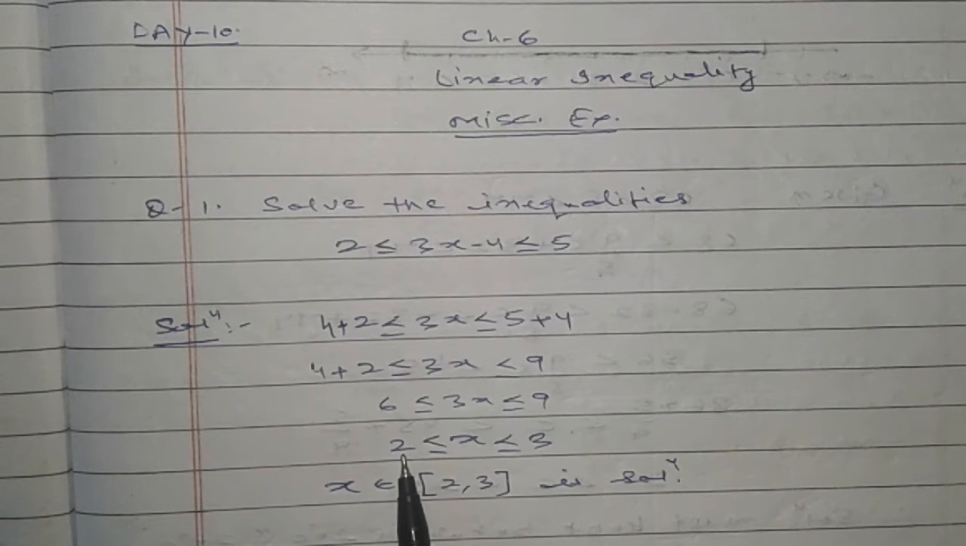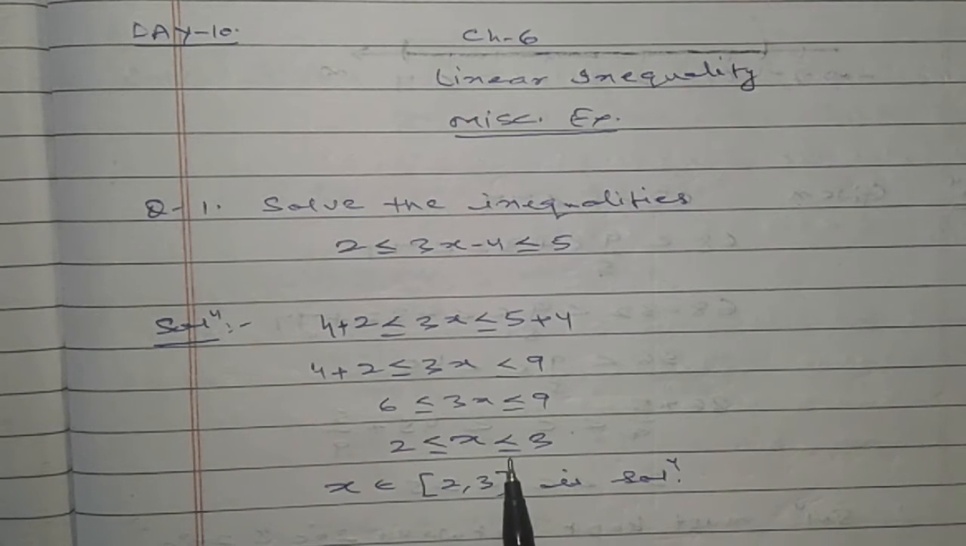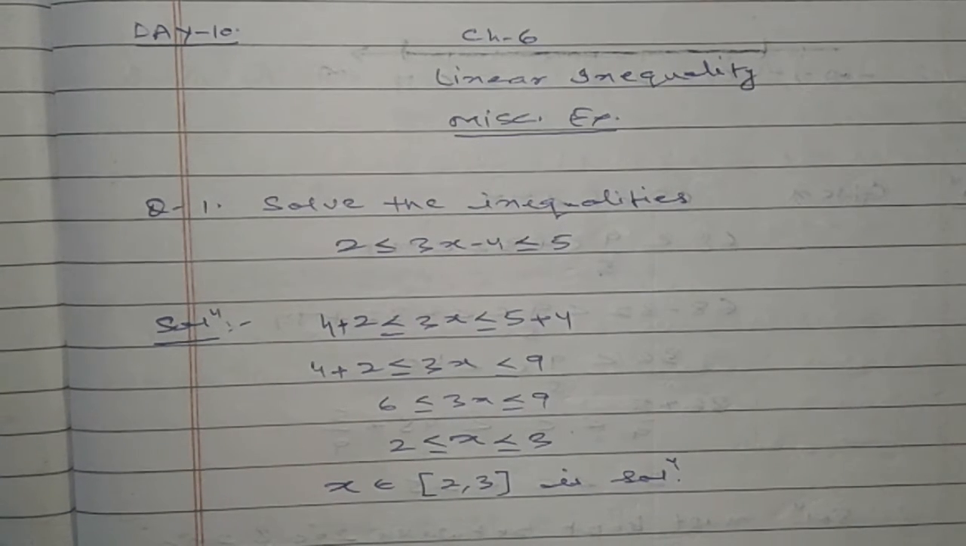Take 3 common, 2 remains here, here x, here 3. So x is between 2 and 3, and 2 and 3 are included also. So therefore the answer is x belongs to [2, 3], closed interval. Equal to is included, so closed interval.